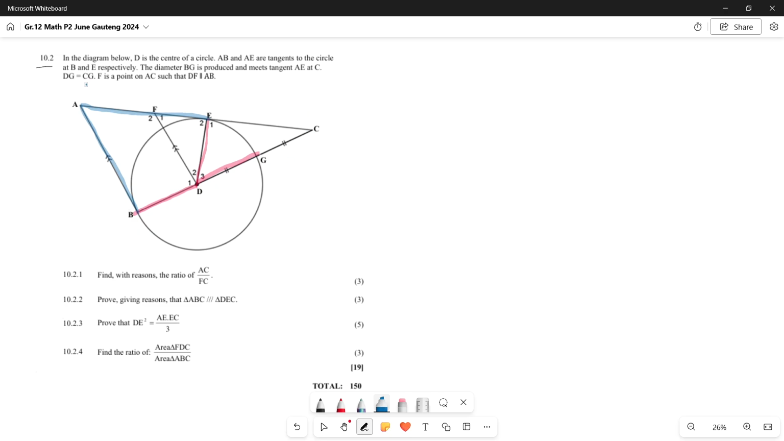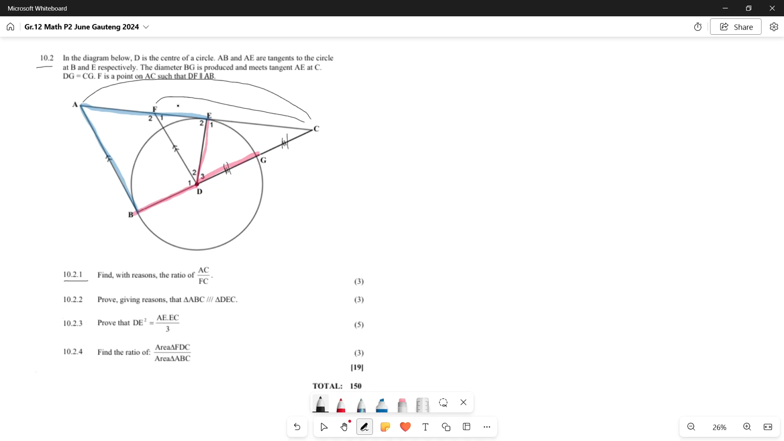It says DC equals CG, as they've given us here. We have DG and GC are equal. F is a point on AC, such that DF is parallel to AB. Okay, so parallel also important. Cool. So then 10.2.1 says find with reasons the ratio of AC, so AC here, over FC over there.